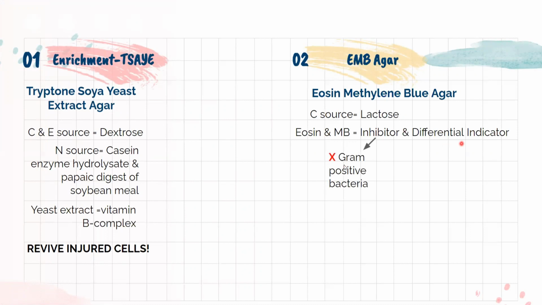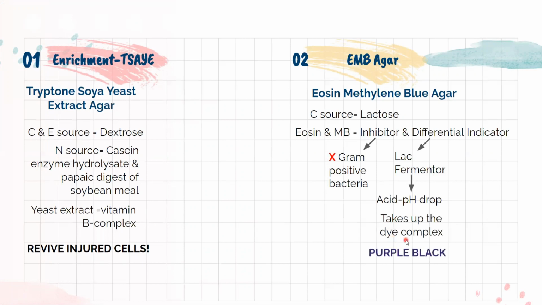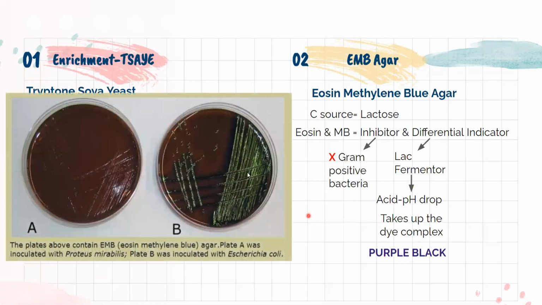Now, how is it differential? So those organisms that are able to utilize lactose will produce acid that will cause a drop in the pH. Now this pH drop causes the colonies to take up this eosin methylene blue dye complex. Thus, these colonies would appear purple black with a metallic green sheen. The metallic sheen is because of the rapid uptake of lactose and production of acid in the medium. So as you can see, the B figure is the positive cells.